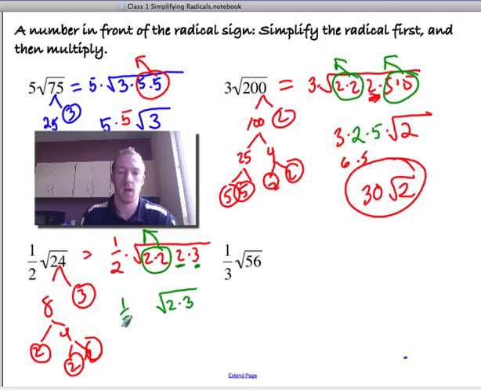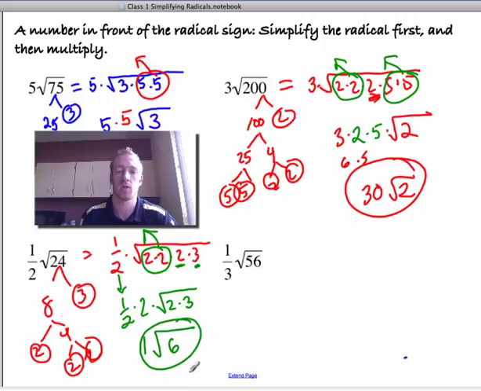So I have a 1/2 from here, and then this 2 came out, so that's times 2. Now I simplify completely. On the outside I multiply them. 1/2 times 2 is just 1. On the inside I multiply them. 2 times 3 is 6. So 1 root 6 or just root 6 is fine.